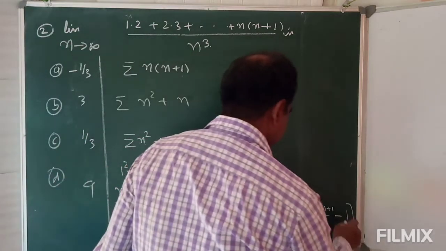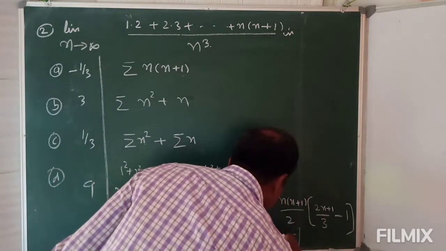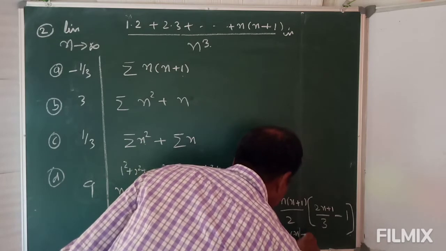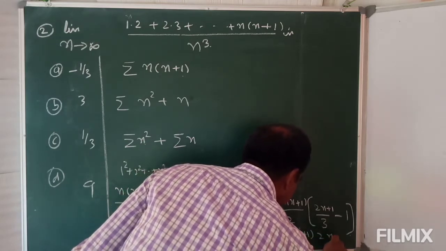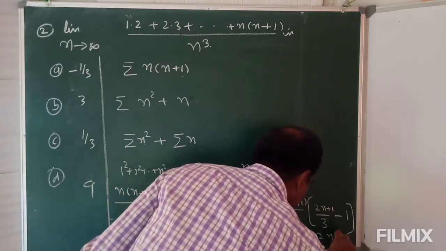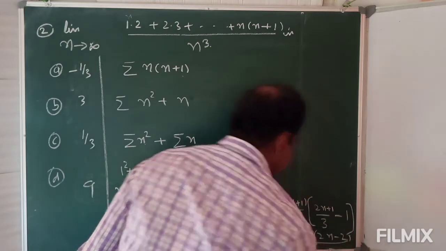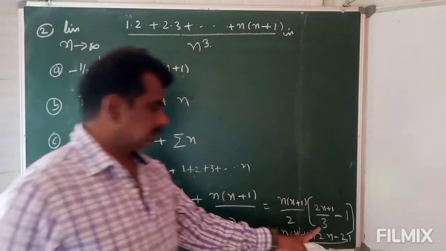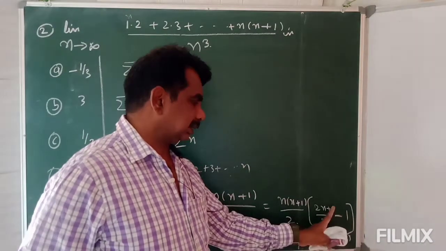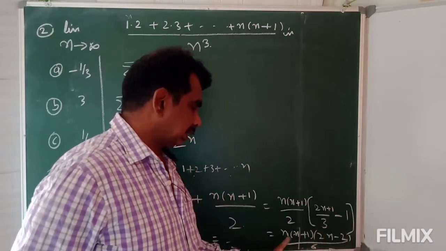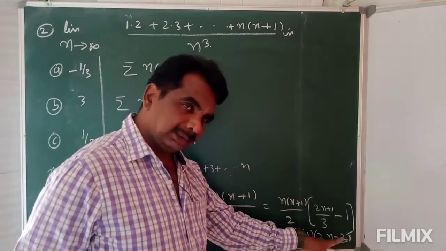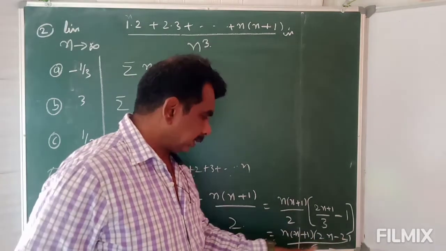LCM, take it LCM. That is n into n plus 1 into 2n minus 2 divided by 6. Okay, this is 3 minus 3 plus 1 is minus 2. n into n plus 1 is 2n minus 1 minus 2 by 6.